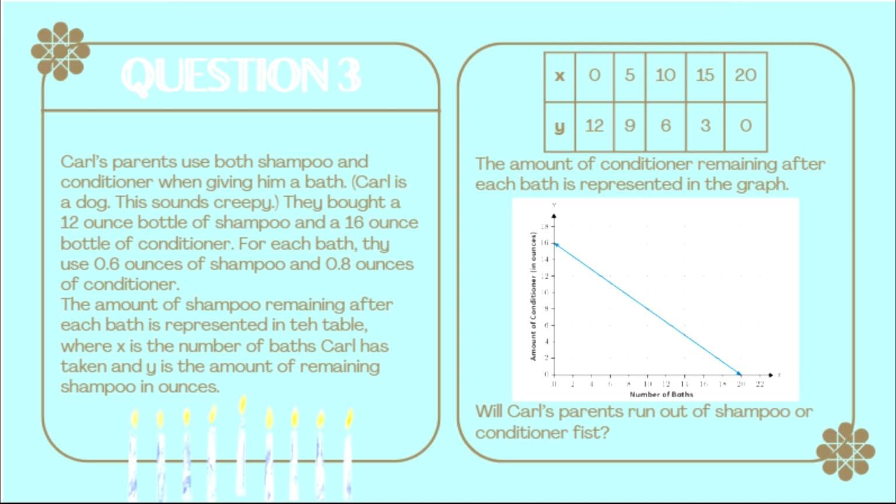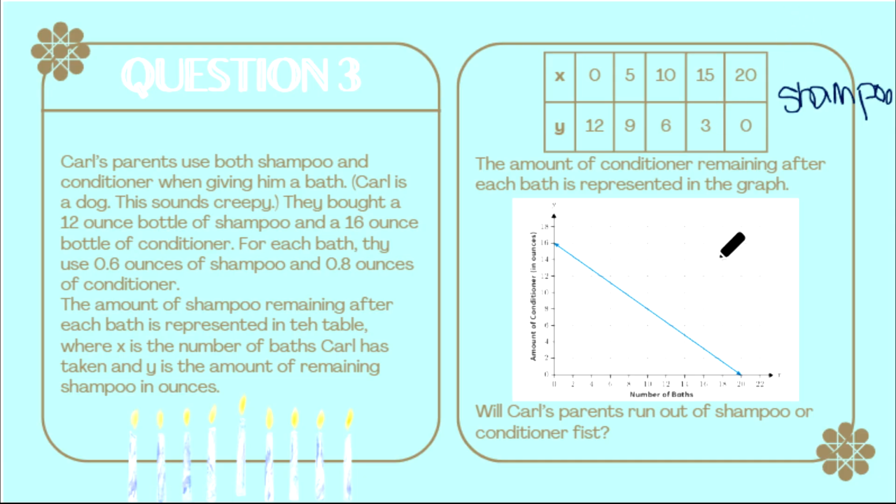The amount of shampoo remaining after each bath is represented in the table. So this is shampoo. Okay. Poo. We have to finish it because poo is an important word. Where X is the number of baths Carl has taken and Y is the amount of remaining shampoo in ounces. So this is the number of baths. This is how much is left. The amount of conditioner remaining after each bath is represented in the graph. Will Carl's parents run out of shampoo or conditioner first? Okay, this is your job. Pause it, figure it out, come back.